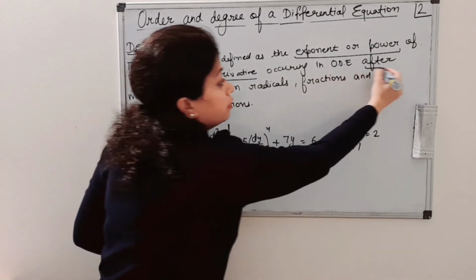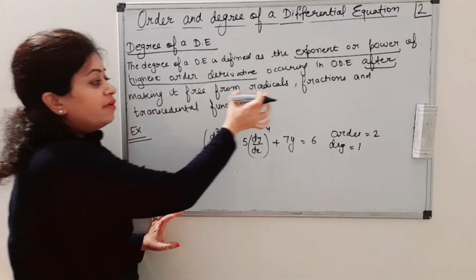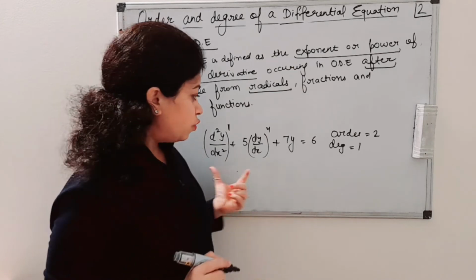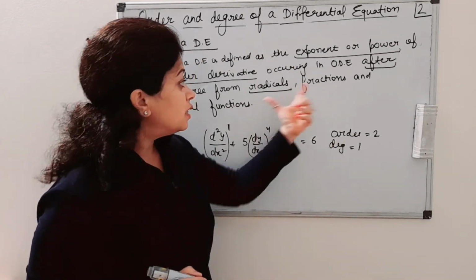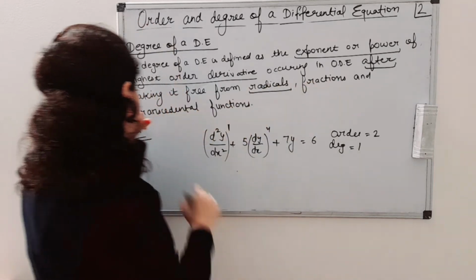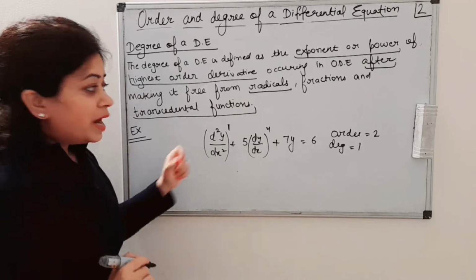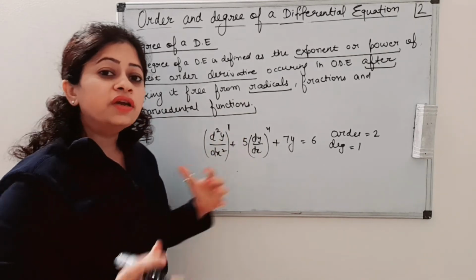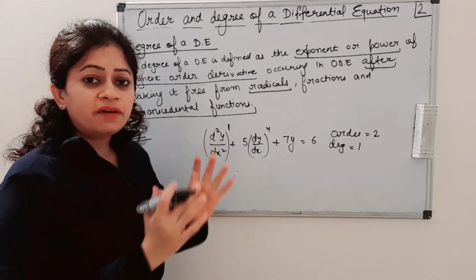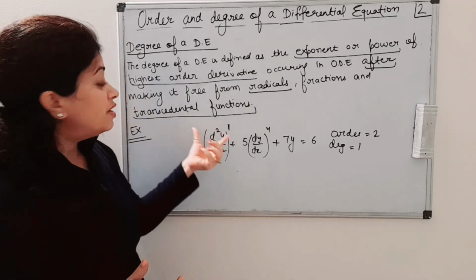This is very important. After making it free from radicals, the equation should not contain radicals. It should not contain fractions, and it should not contain transcendental functions. That means it should not contain square roots or cube roots, or powers which are fractions. It should not contain transcendental functions.